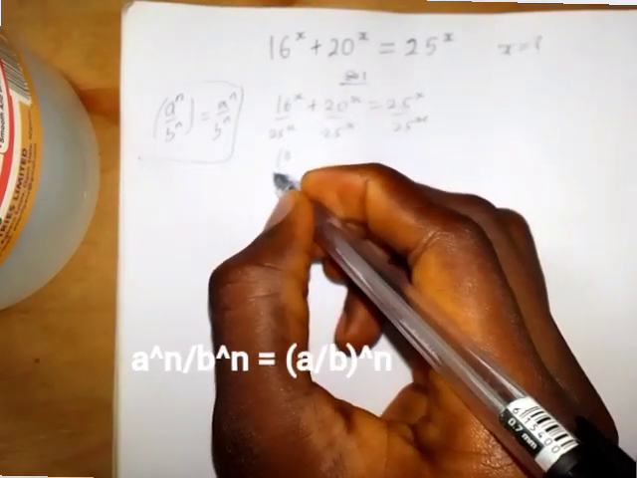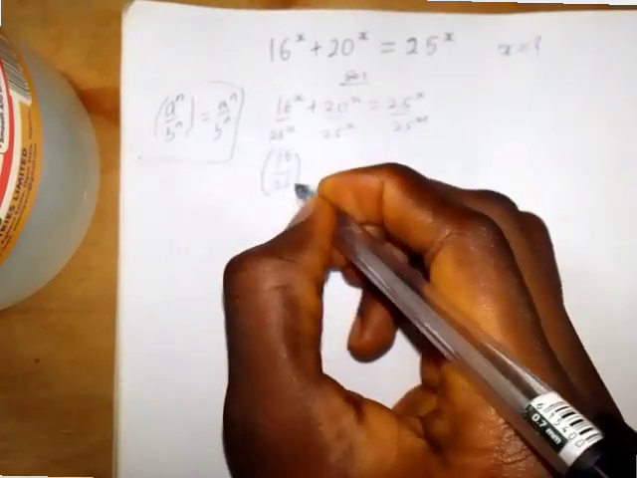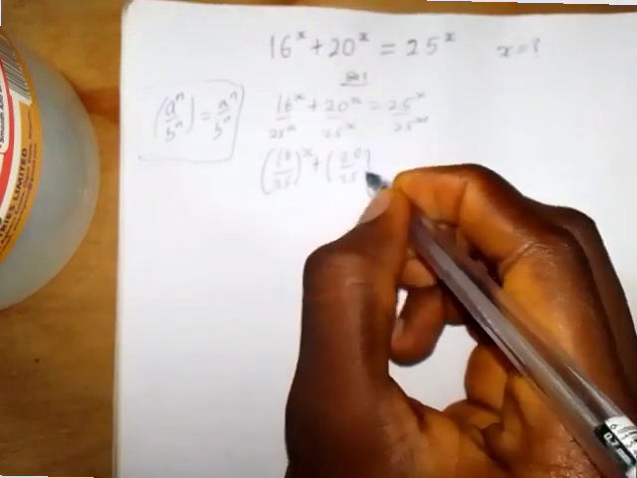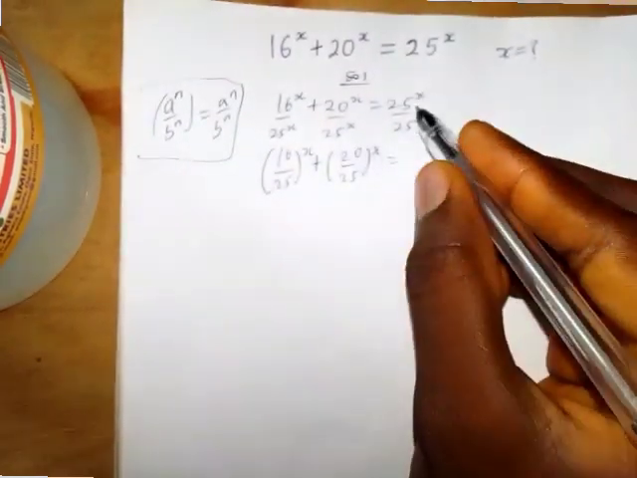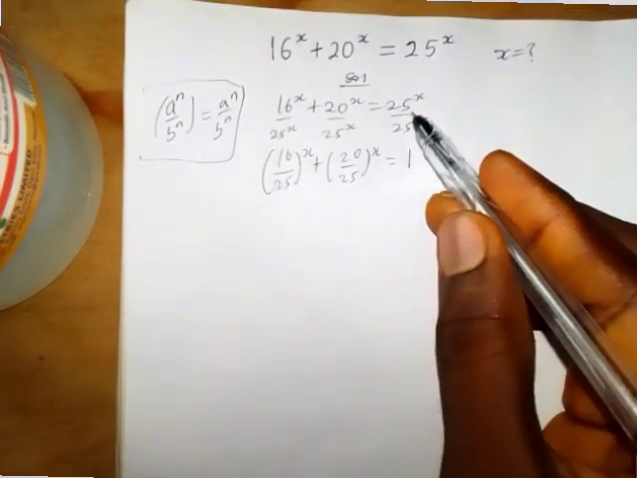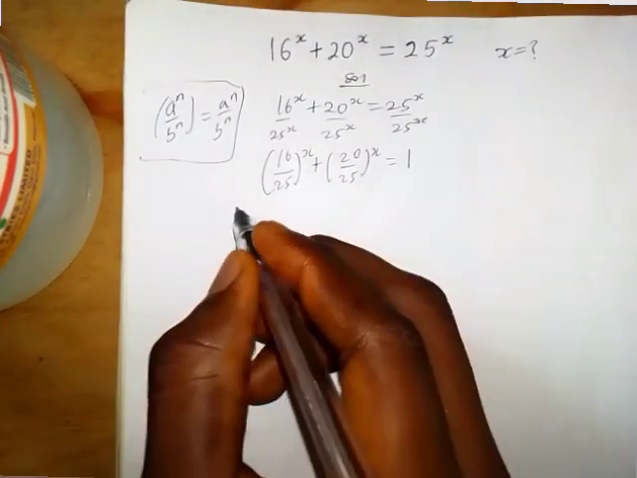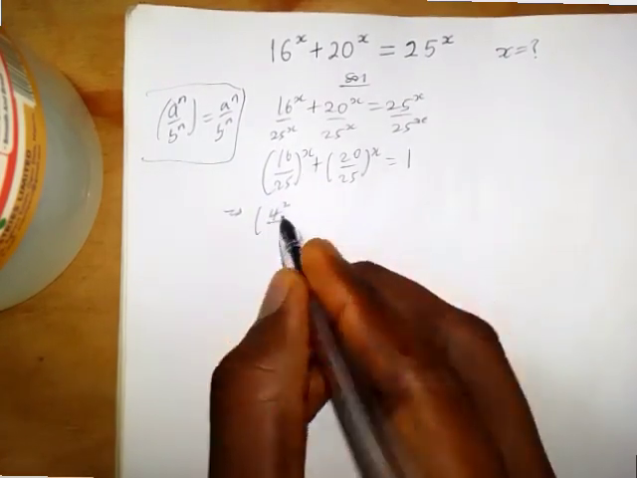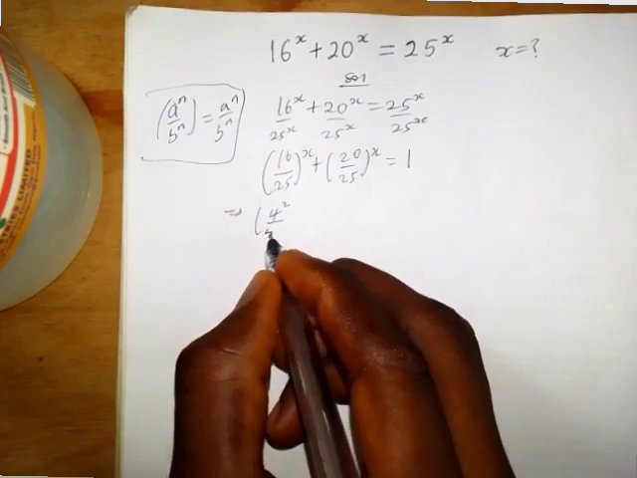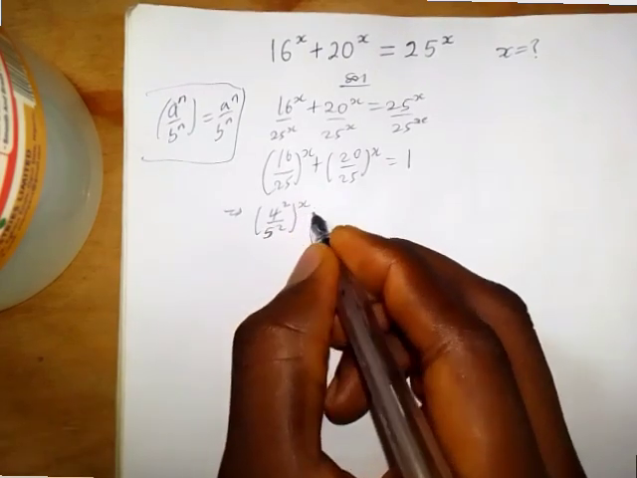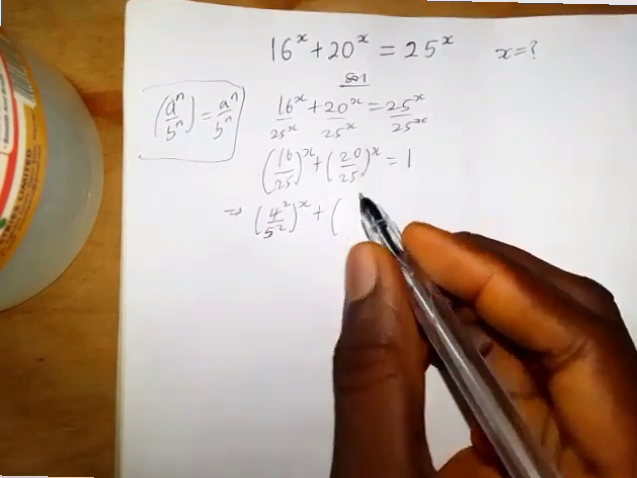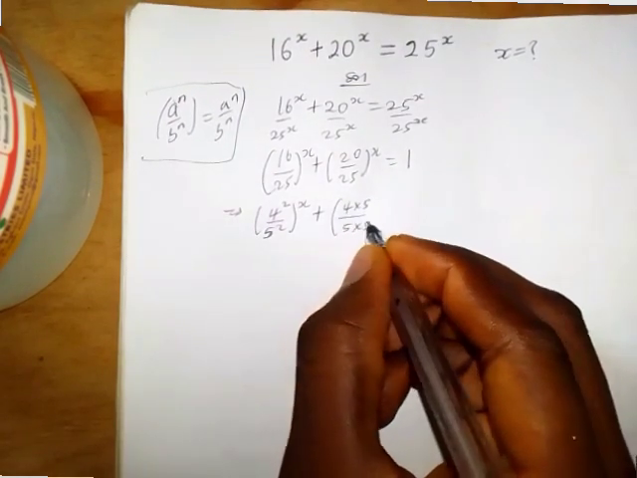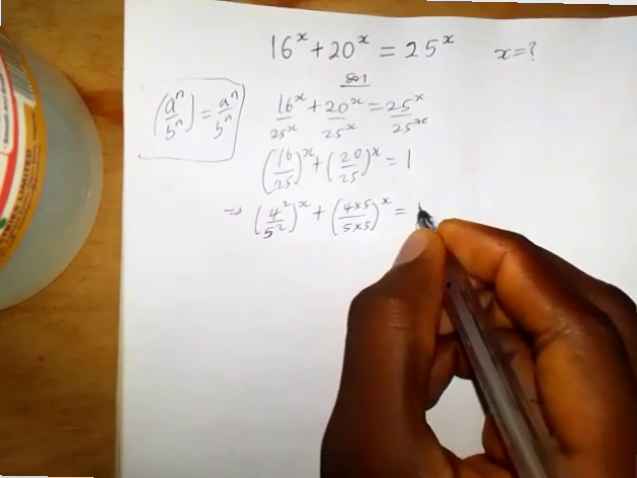So we have 16 over 25 raised to the power x plus 20 over 25 raised to the power x. But on the right, they are the same, so we have 25 raised to x over 25 raised to x, which is 1. So let's go further. 16 can be written as 4 squared. Likewise, 25 as 5 squared, everything raised to x, plus 20 can be written as 4 times 5, and 25 as 5 times 5, raised to x, equals 1.